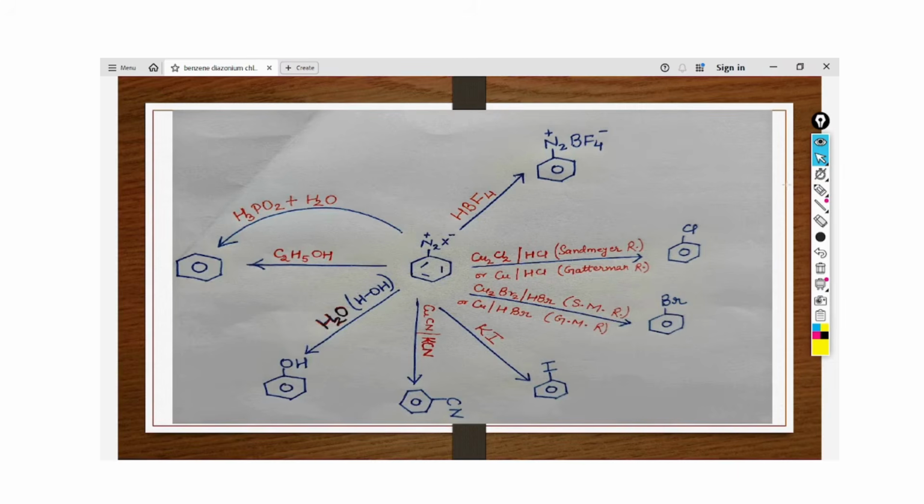See, the next reaction is with alcohol molecule. This is with alcohol molecule, and another reagent is H3PO2 plus water. So here the molecule is alcohol, but I'm not replacing this N2X by the OH part. Why? Because already we have used this OH of water, so that means I will not use OH of the alcohol molecule. So see, whenever alcohol is there, we remember nothing.